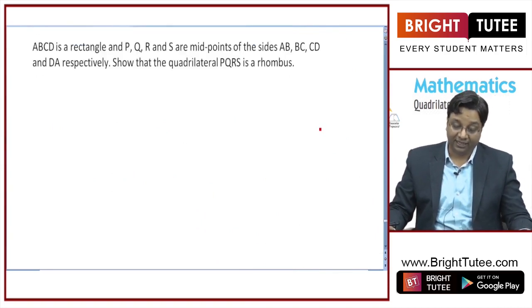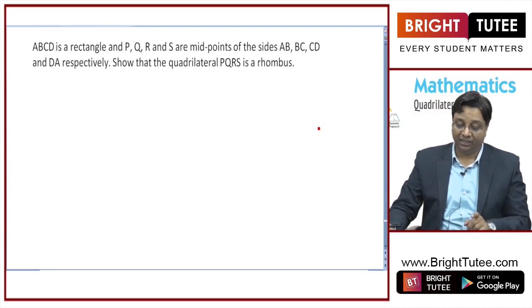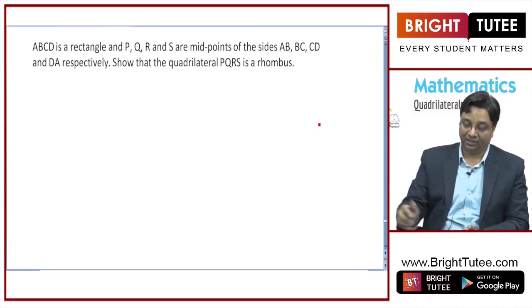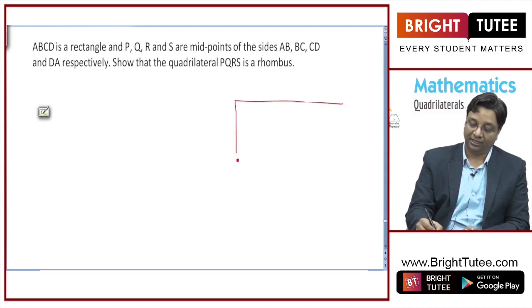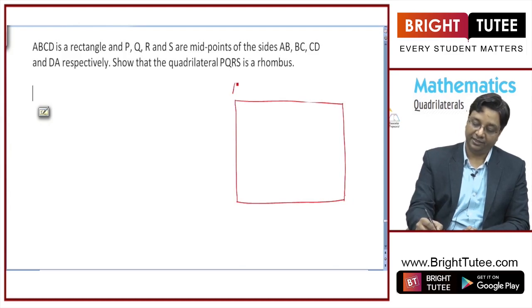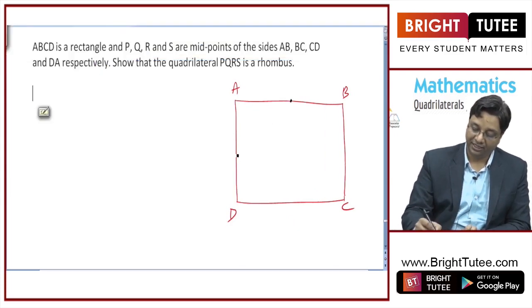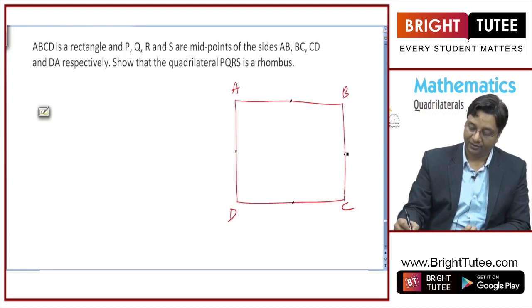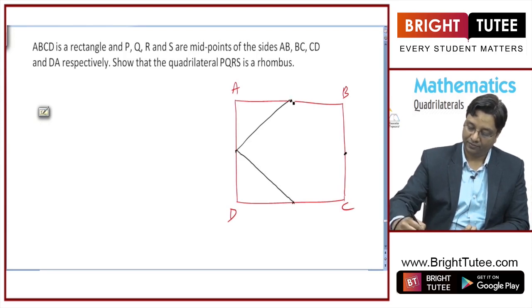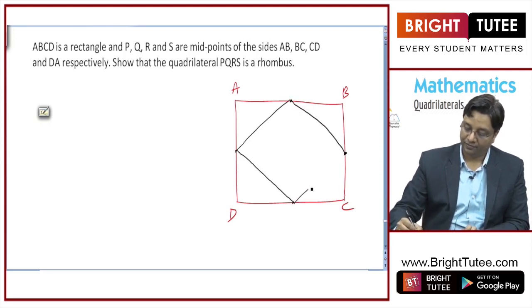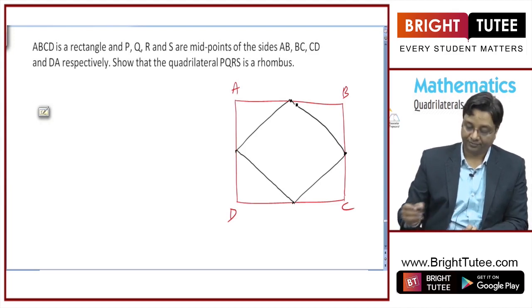Now ABCD is a rectangle, PQRS are midpoints, and we need to show that PQRS is a rhombus. This time we have got the outer quadrilateral as a rectangle. So ABCD is a rectangle, and the inner quadrilateral made up by joining the midpoints of these sides, we need to show is a rhombus, right? Now ABCD is a rectangle.